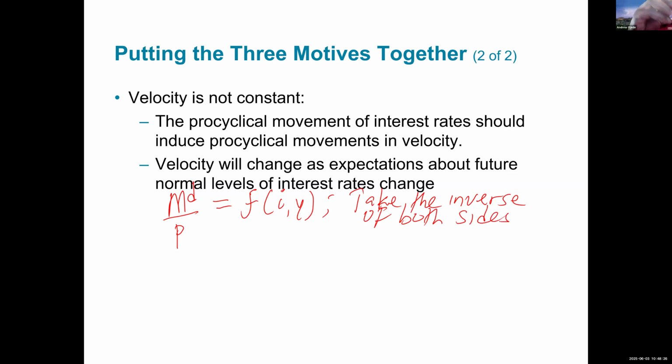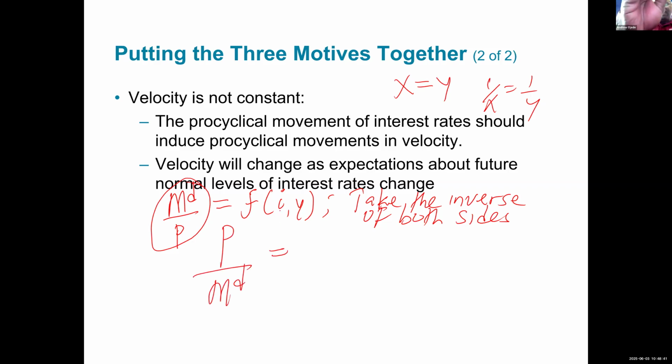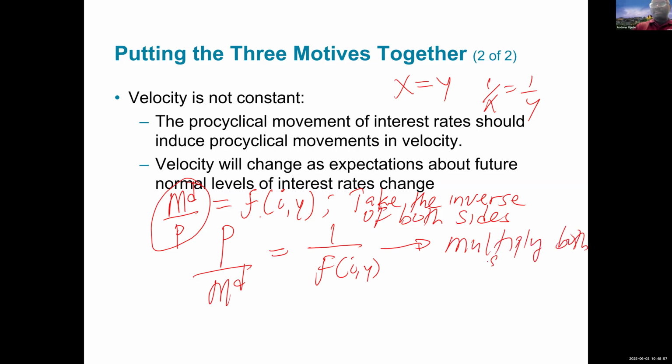What do I mean by taking the inverse? You know, if you have something like x equals y, and I tell you to take the inverse, that means 1 over x equals 1 over y. That's what I mean by taking the inverse. So if I take the inverse of the left-hand side, that's going to be written as P over MD. And the inverse of the right-hand side is going to be 1 over f(i, y). Okay? And then the next thing I'm going to do, let's multiply both sides by y. If I multiply both sides by y, you're going to get PY over MD on the left, which must equal y over f(i, y).